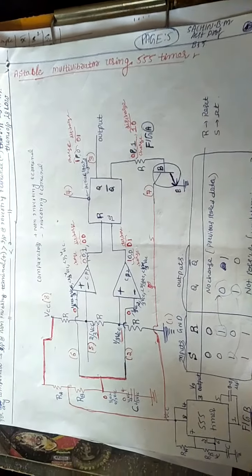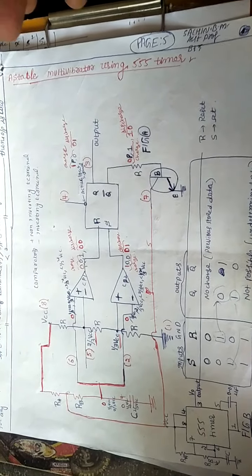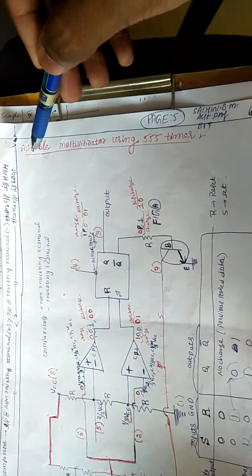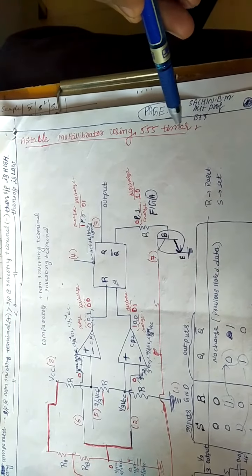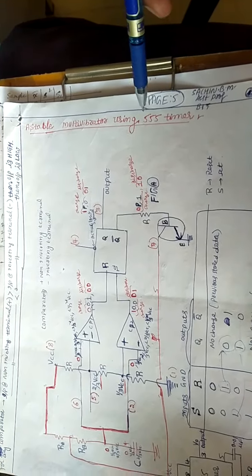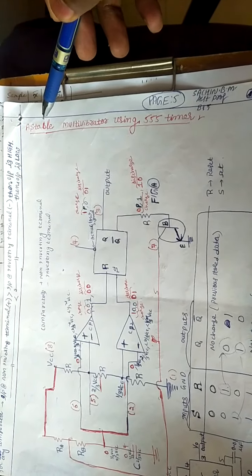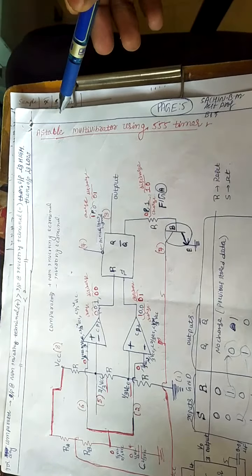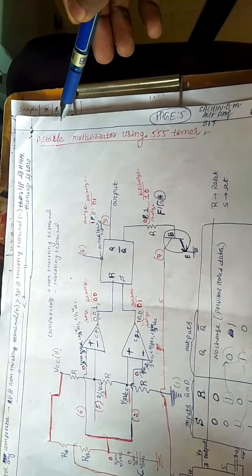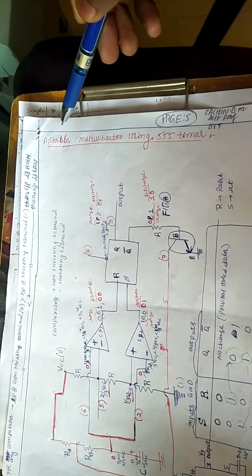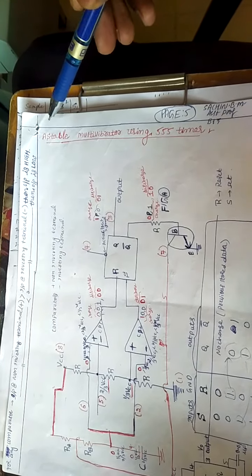In today's class, I am going to explain about the astable multivibrator using 555 timer. Astable in the sense the output is not stable with respect to one state. The output is floating between logic high and logic low.